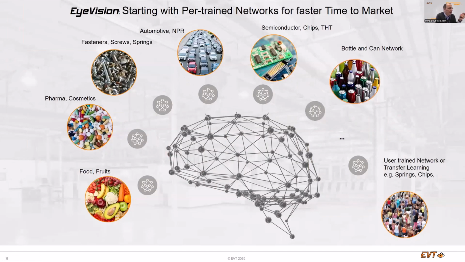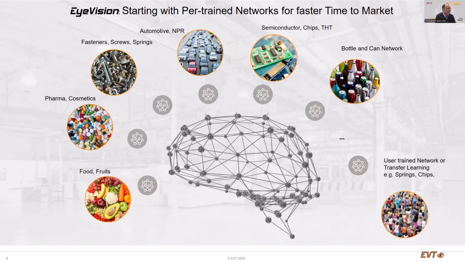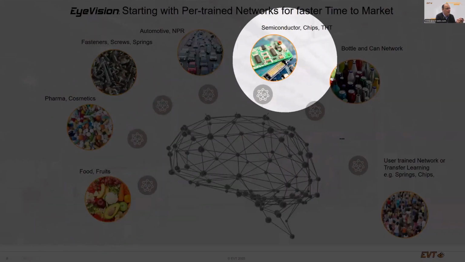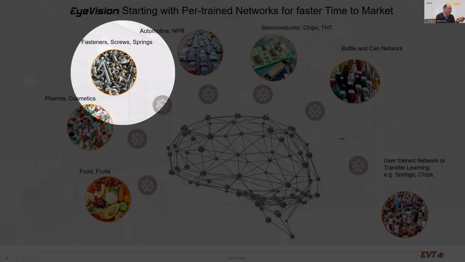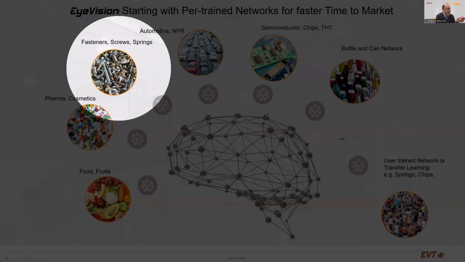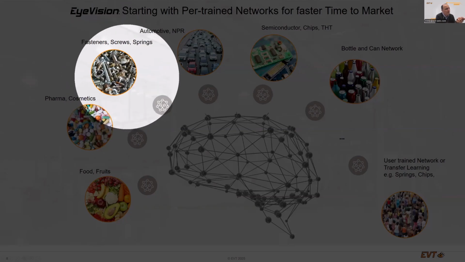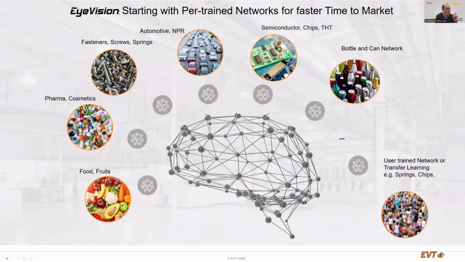So AI, our approach is not to have a general AI. The idea is we have different pre-trained networks for the different industries. And of course, you have the option to train your network or to do transfer learning. That means if you have a product which fits one of the pre-trained networks, for example, if you have any kind of screws, and the pre-trained network is not working with your screws, you simply can add your products to this network. The advantage of this is it's much faster in training. So you don't have to start from scratch.